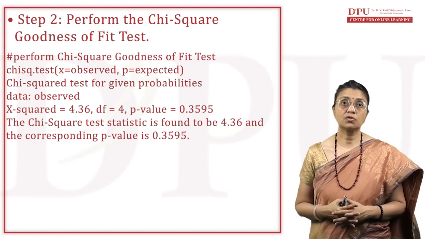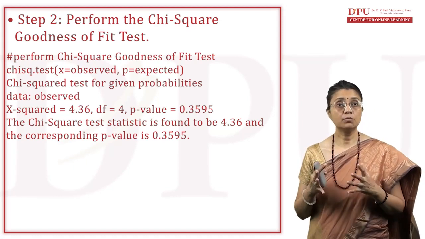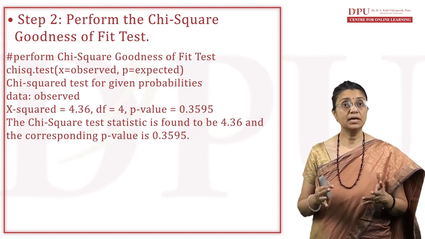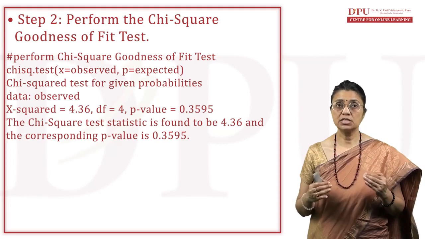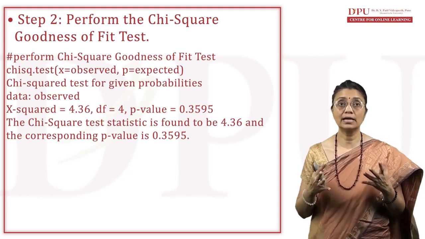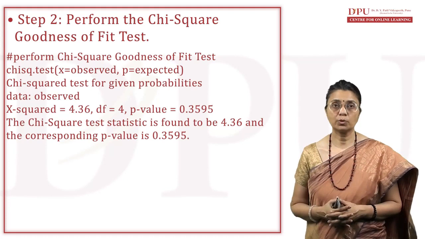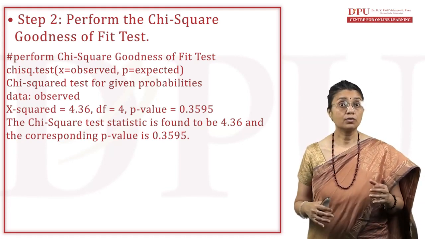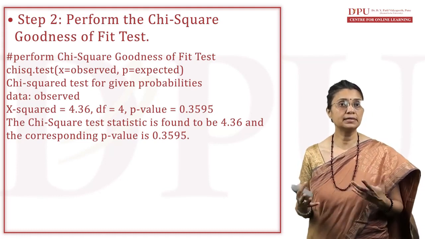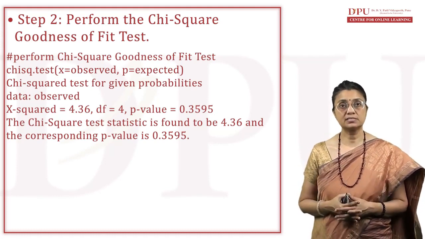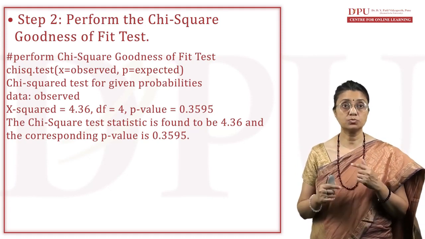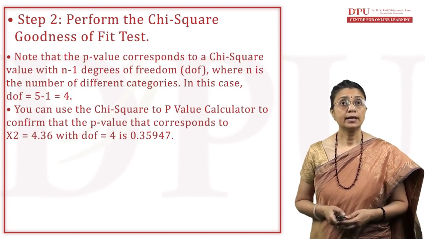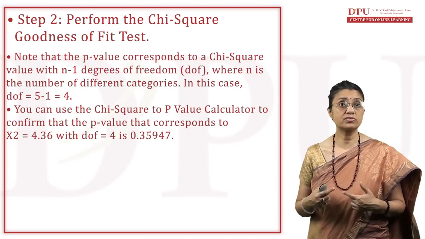So chi-square test for given probabilities, data observed, X-squared is 4.36, degree of freedom is 4, p-value is 0.35. So you can see over here that when we pass the values, we get this kind of result. X-squared is 4.36, degree of freedom is 4, and p-value is again 0.35. Now the point is how to interpret this data. So the chi-square test statistic is found to be 4.36 and the corresponding p-value is 0.3595. So students, now how to understand what this tries to say.